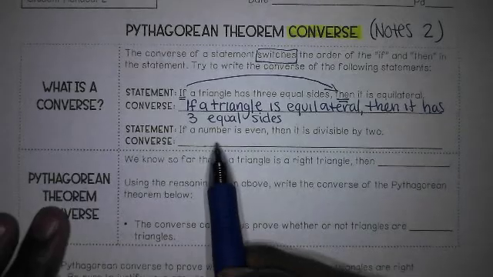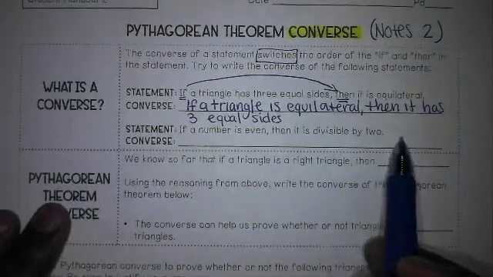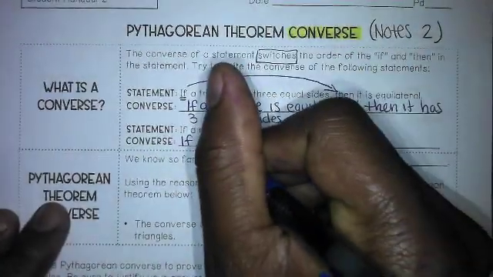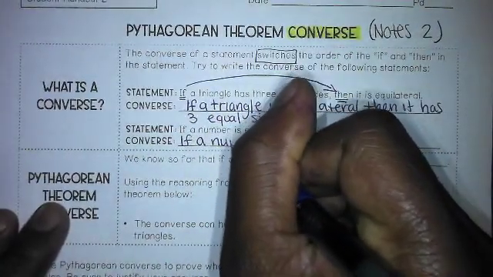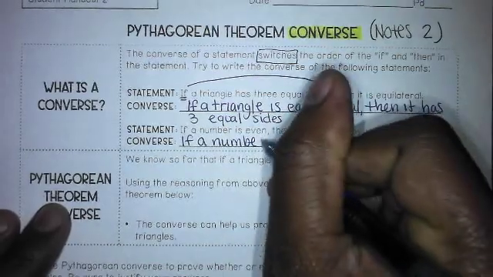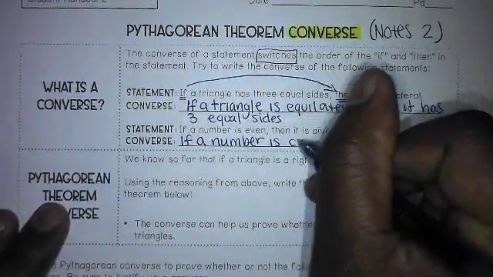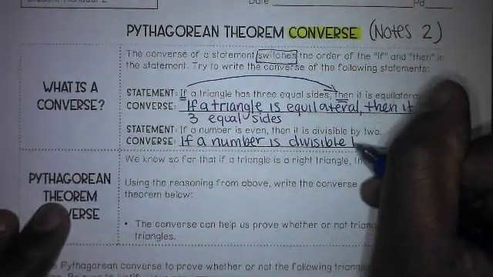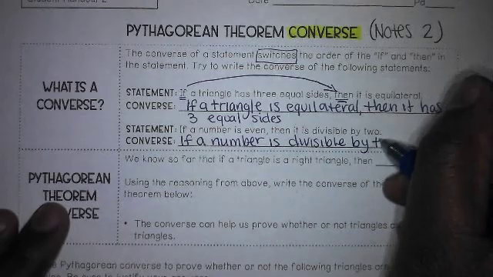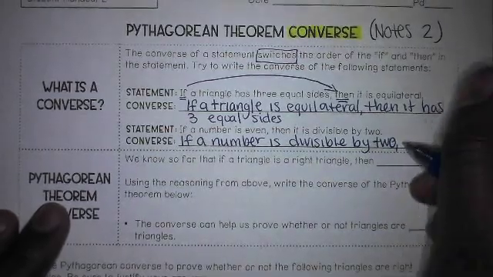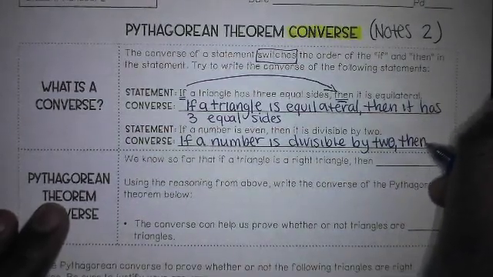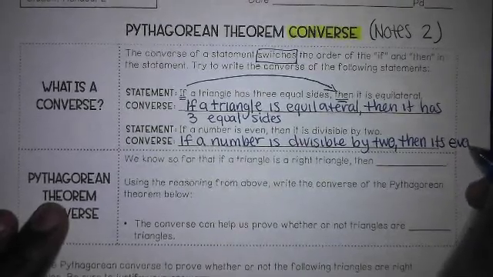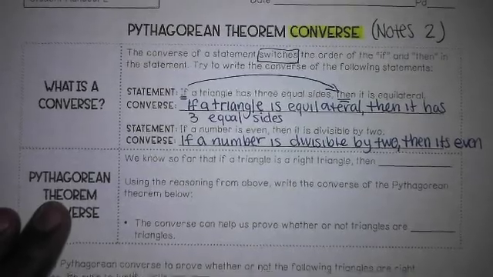So let's do the second one. If a number is even, then it's divisible by 2. So that I can write if a number is divisible by 2, then it's even. Excuse me.